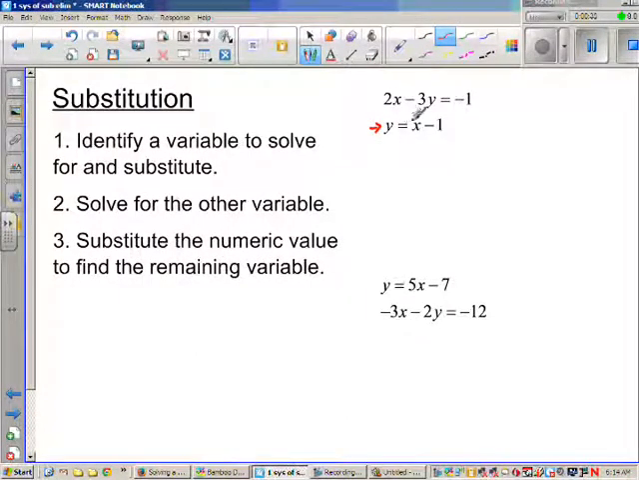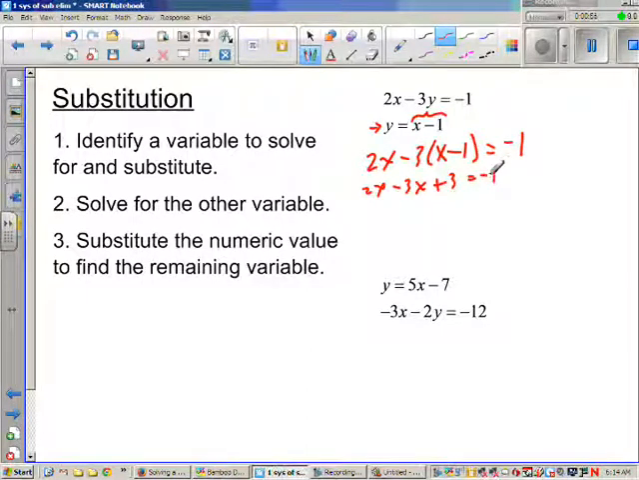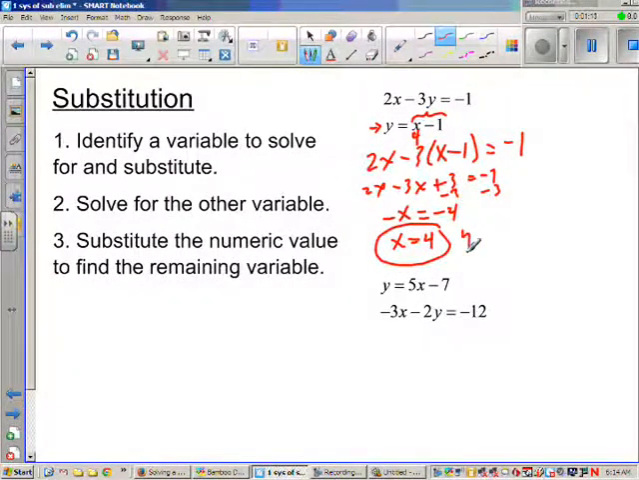So if we substitute in for y, we get 2x minus 3 parentheses, what y equals, negative 1. In this case, 2x minus 3x plus 3 equals negative 1. And that turns into negative x equals, we'll subtract the 3 over, negative 4, x equals 4, and we can take that value and plug it into this equation. If we plug in the 4 there, 4 minus 1 is 3.